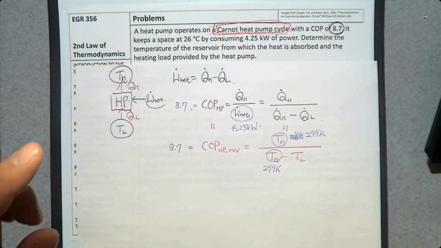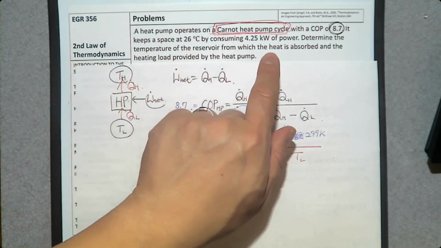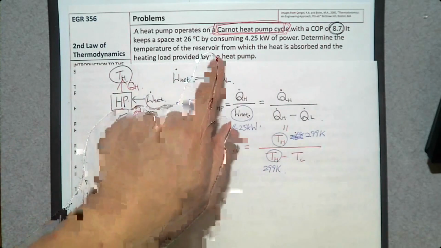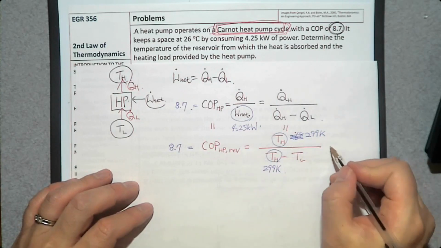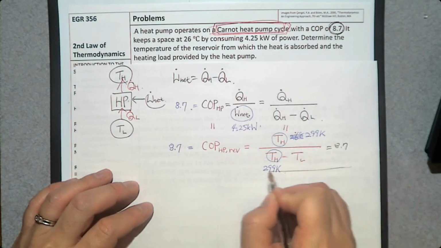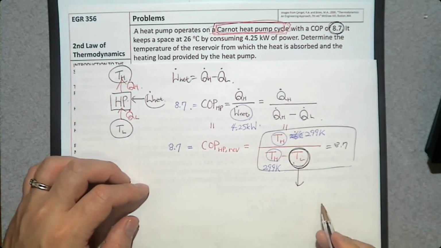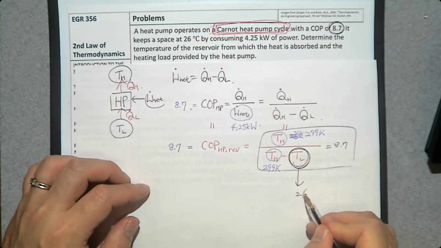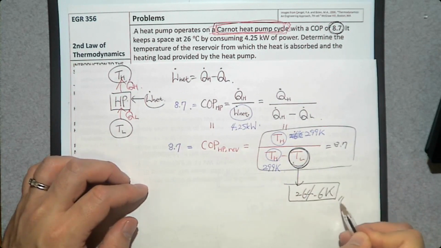We want to determine the temperature of the reservoir from which the heat is absorbed, which is the temperature of the outside. How can we do that? So this one is 8.7. We have everything but TL. Can you determine TL? Yes. 264.6 Kelvin. So that's the temperature outside.